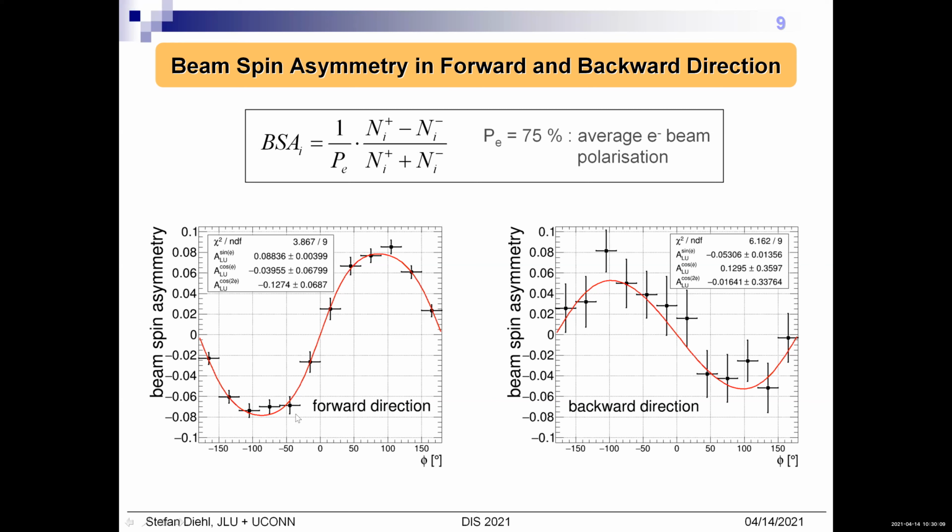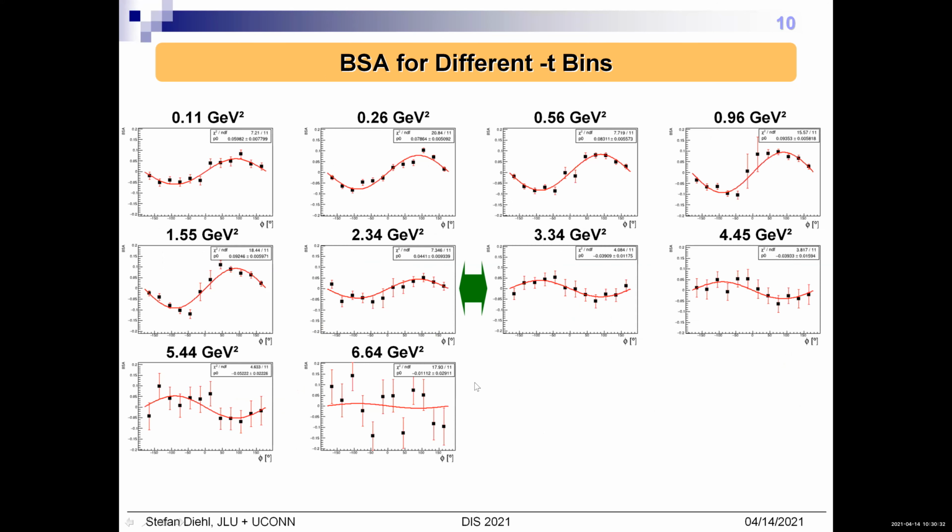one time for the forward direction in the left plot and one time for the backward direction in the right plot, we can see in the forward direction, we get a positive value of ALU sine phi of around 0.08, while in the backward direction, we have a sign flip, and we now get a negative value of minus 0.05 approximately. And to investigate this in more detail, I've looked in different bins in minus t.